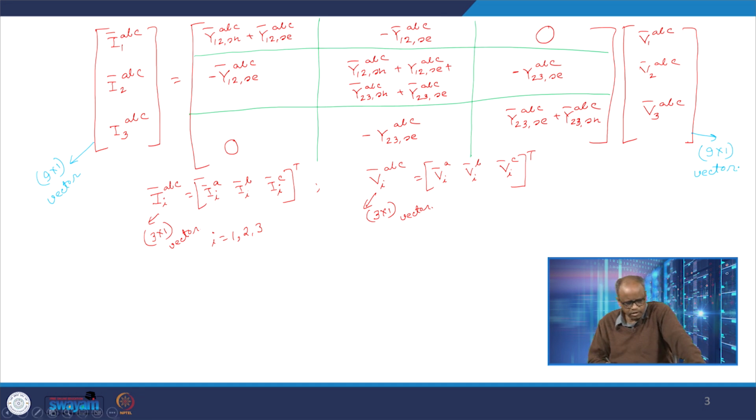And this would be a 9 cross 9 matrix, where each of these blocks, that is this one, this one, this one, each of these cells would be 3 cross 3. Now of course 9 is equal to 3 into 3, that means 3n, where n is the number of buses.